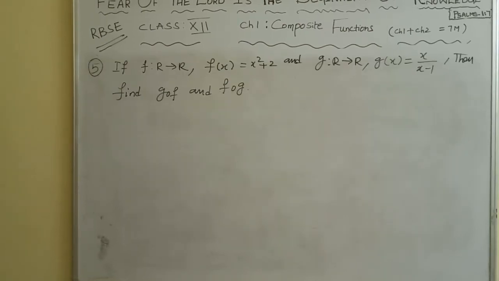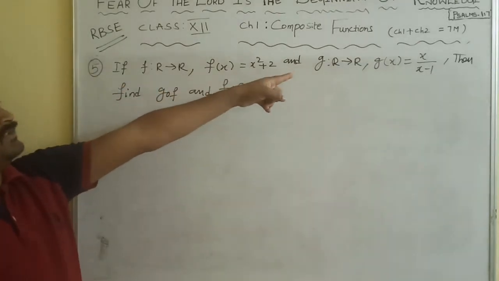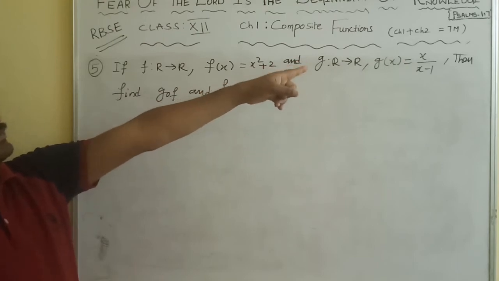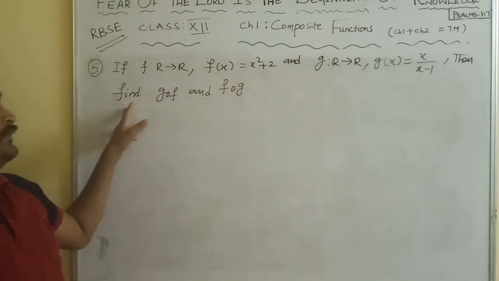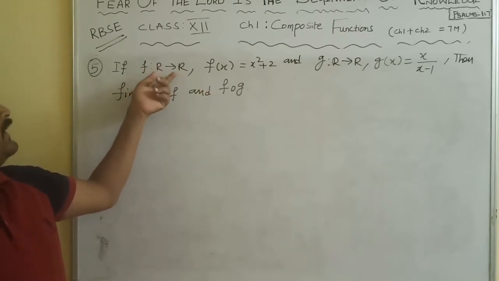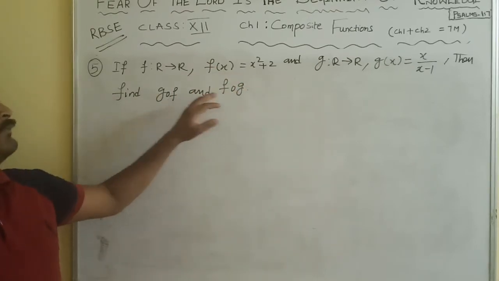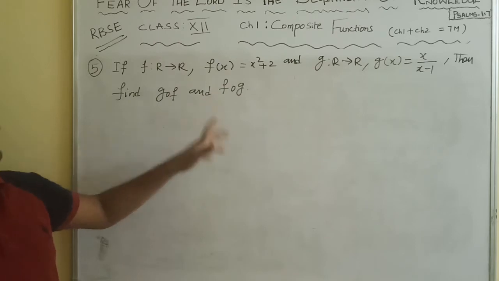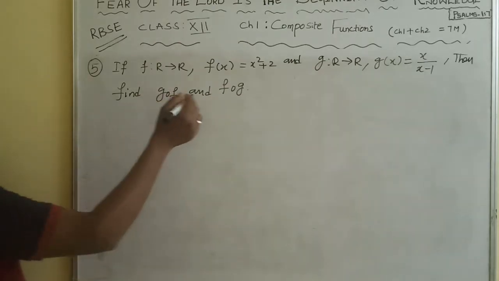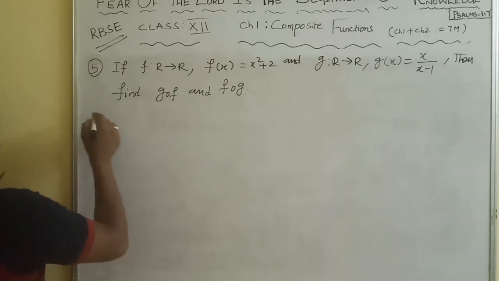Right, let's move on to the next one. If f maps R to R, f of x is equal to x square plus 2 and g maps R to R, g of x is equal to x upon x minus 1, then find g circle f and f circle g. Here again you can clearly see that it is R to R, and that function is also R to R, so that g circle f and f circle g both are defined. So now we are going for how to find g circle f and f circle g. You need to write what is given, and then you have to solve.